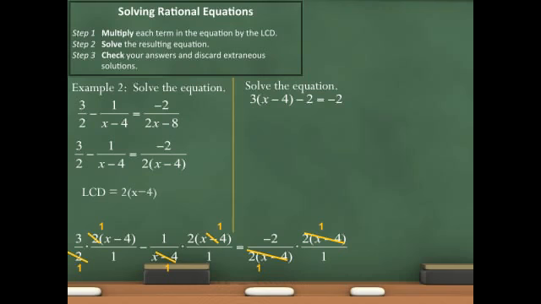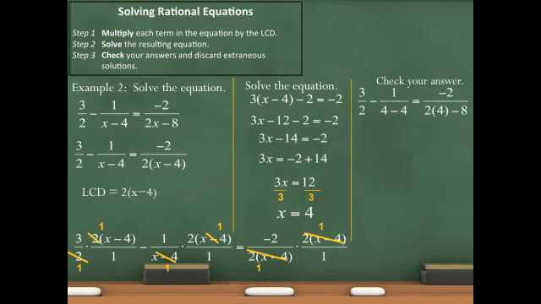Solve this equation by first distributing through by 3 to get 3x minus 12 minus 2 equals negative 2. Combine the negative 12 and negative 2 to get negative 14. So 3x minus 14 equals negative 2. Move the constant terms to the right side of the equation. Adding 14 to each side gives us 3x equals negative 2 plus 14. Negative 2 plus 14 equals 12. Divide each side of the equation by 3, and x equals 4.